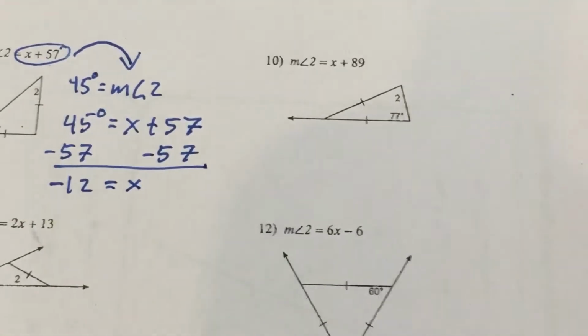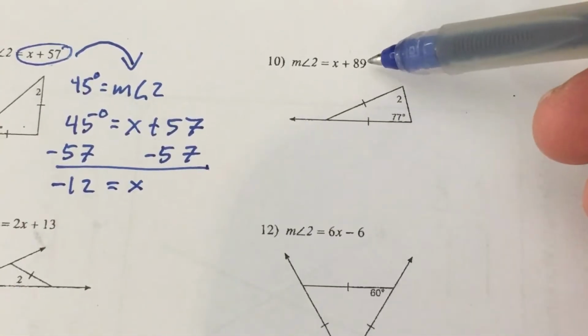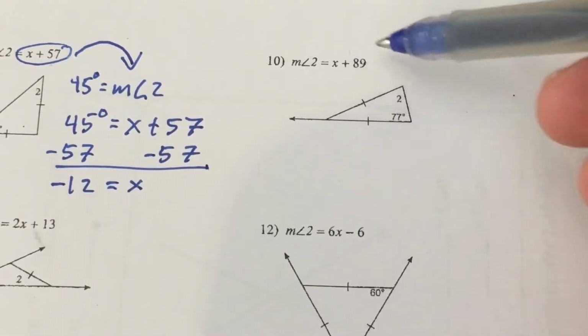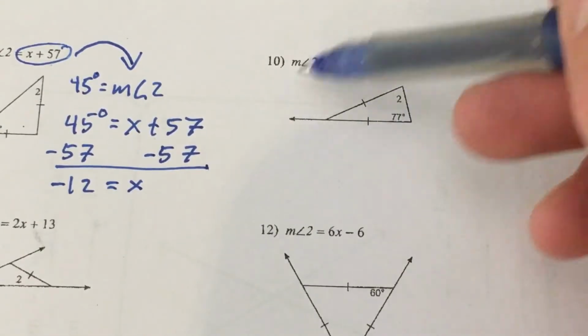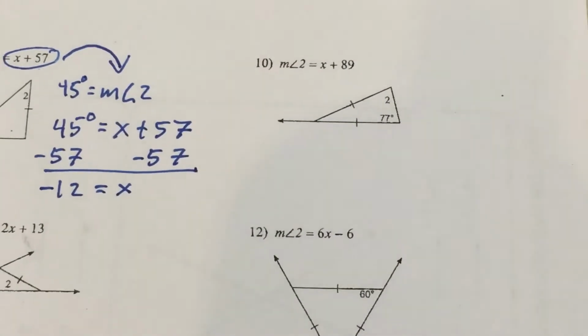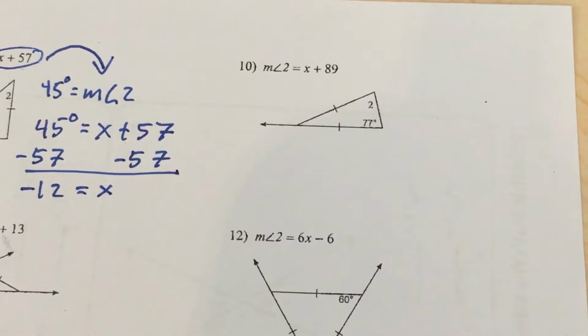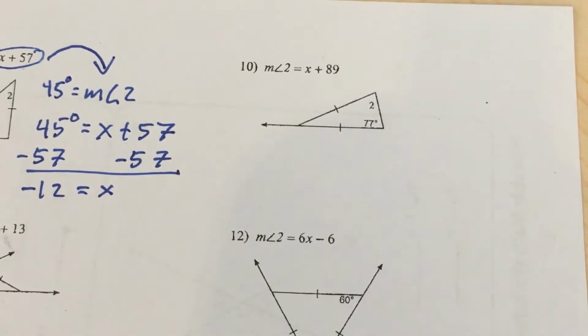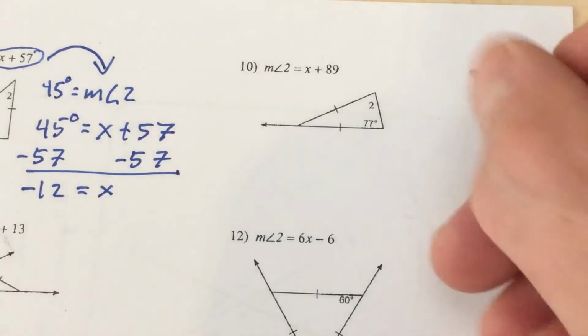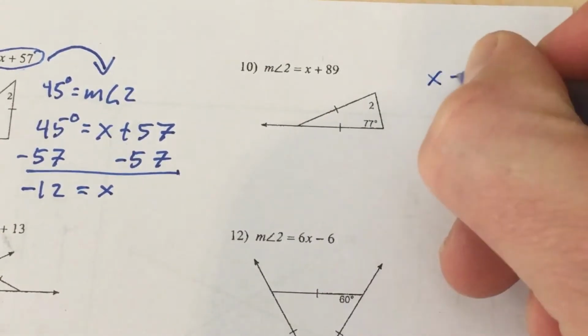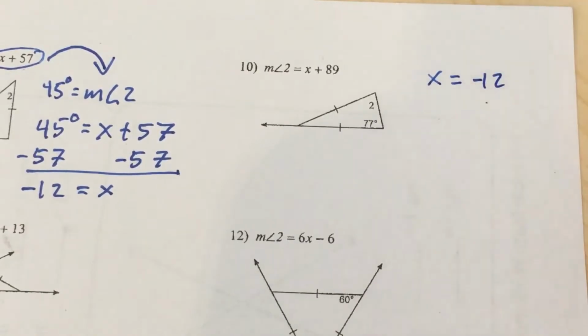Okay, so I want you to take a second. I want you to set up the problem on this one. Okay, set it up, and I will give you the answer. I want you to try to figure out how to set it up. And then if you get the right answer, you know you've got the setup correct. So your answer on this one should also be x equals negative 12.